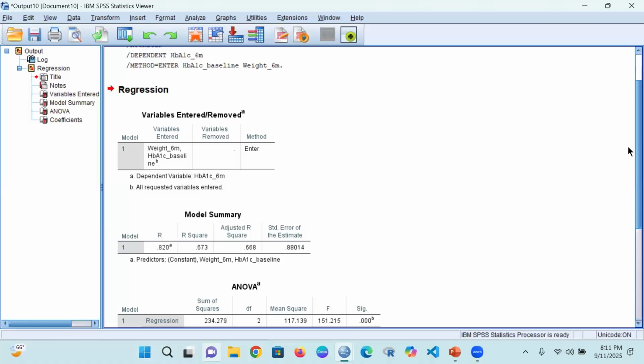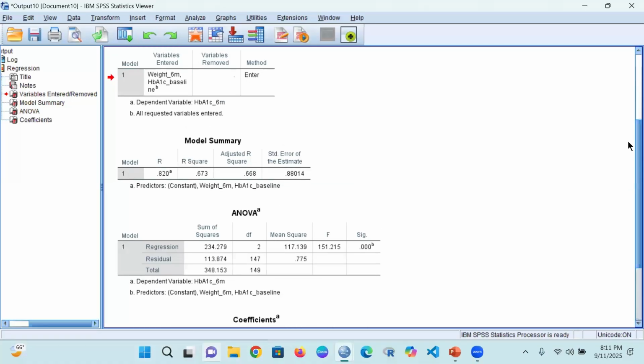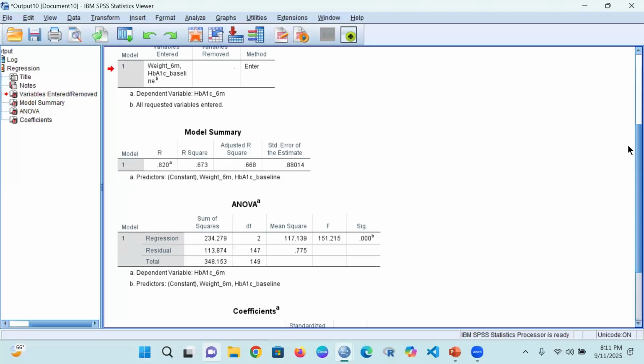So in this multiple regression, we want to see which variable predicts a continuous outcome. That's what a multiple regression tells us: which variable predicts a continuous outcome. So in our model, this is our model. This is the model summary. This is the ANOVA.